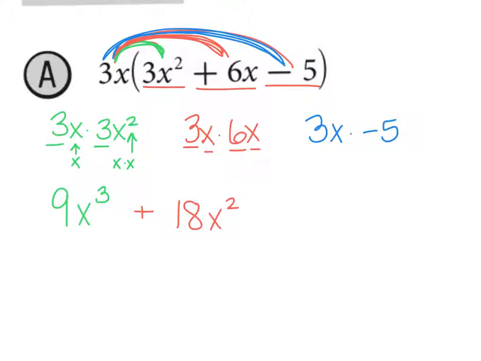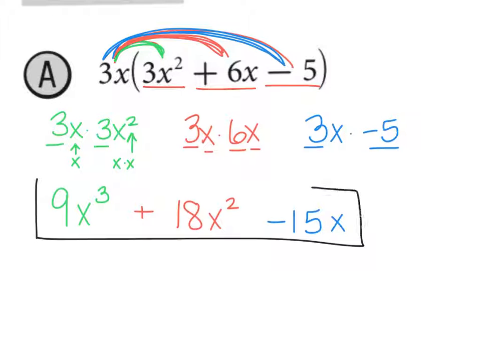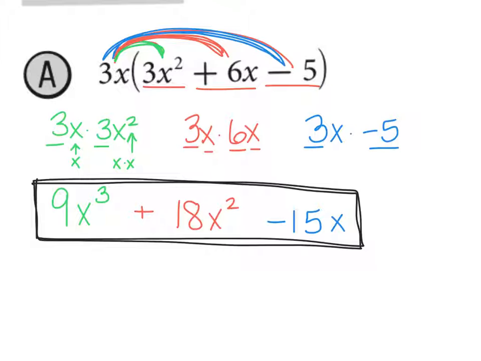And then my blue, I can do the 3 and the negative 5, which gives me negative 15, and there's just one x there, so I'll just write 1x. And that is going to be your final answer, because now I have 3 separate terms that all have different exponents, so I can't add or subtract them together.